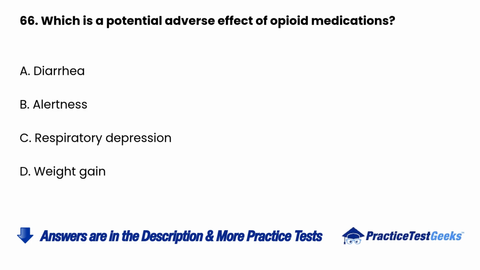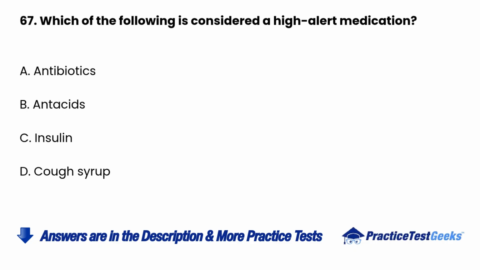66. Which is a potential adverse effect of opioid medications? A. Diarrhea. B. Alertness. C. Respiratory depression. D. Weight gain. 67. Which of the following is considered a high-alert medication? A. Antibiotics. B. Antacids. C. Insulin. D. Cough syrup.